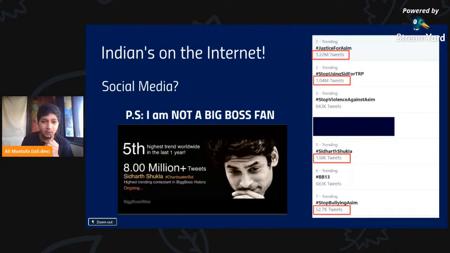And to be surprised, it was the fifth highest trend worldwide, in terms of how the Indian audience reacts to a TV serial. Okay. So this is one of the aspects of it. This is one of the types of audiences we have. And there might be a lot of different audiences as well, but this is one of the audiences we have.